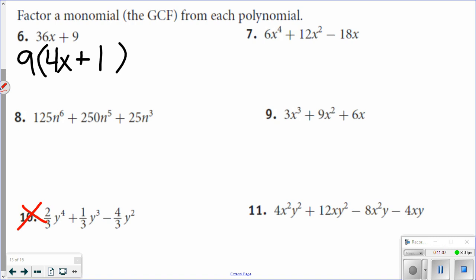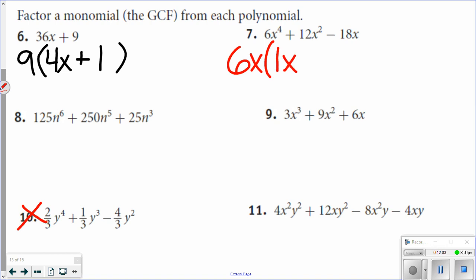Question 7. 6, 12, and 18. 6 is the smallest number up there, so that's where I'm going to start. And that happens to be the GCF. They all have x's, so 4, 2, and 1 is the smallest. And then let's do our parentheses. 6 divided by 6 is 1.